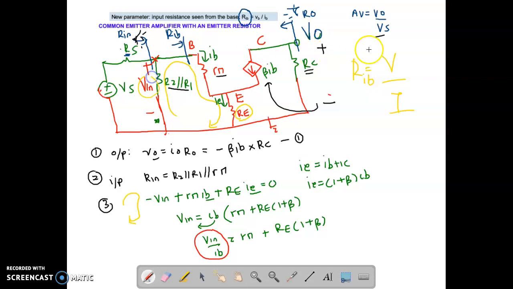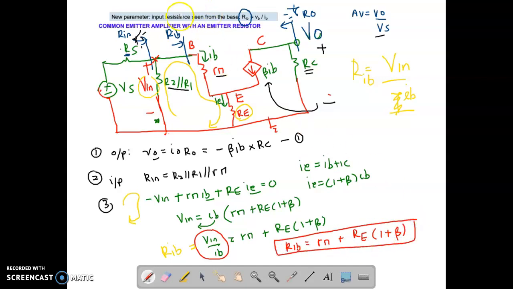So we have here Vin. What is the current flowing to the base? The current flowing to the base is IB. So if you equate this to this equation, you can denote the whole of this equation as your RIB. So what will be the equation of your RIB? RIB equals Rπ plus RE (1 plus beta). So this is the equation for your input resistance seen from the base.